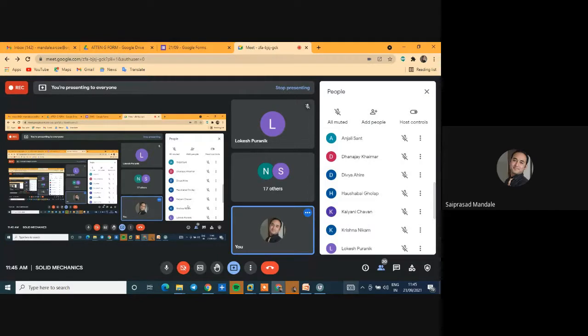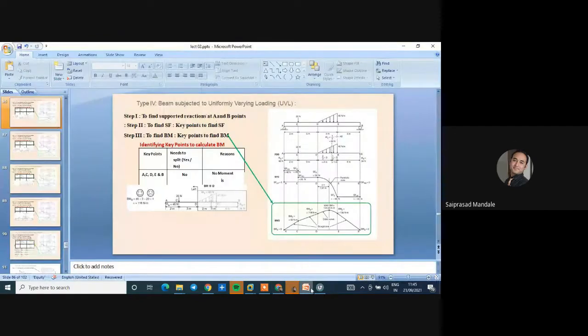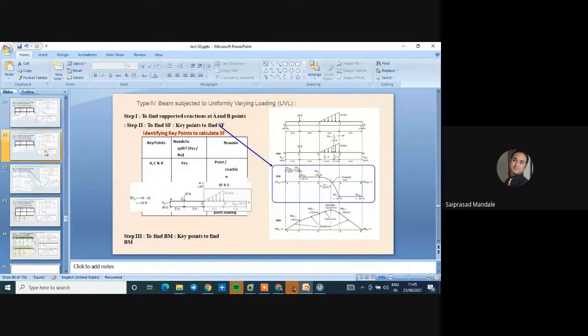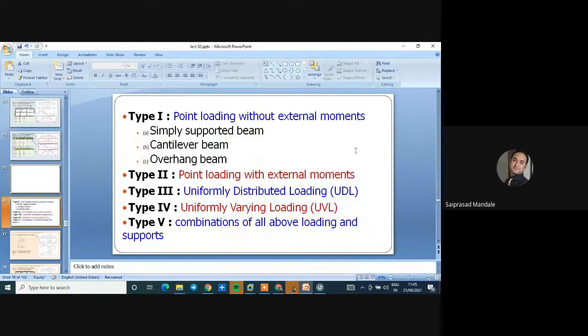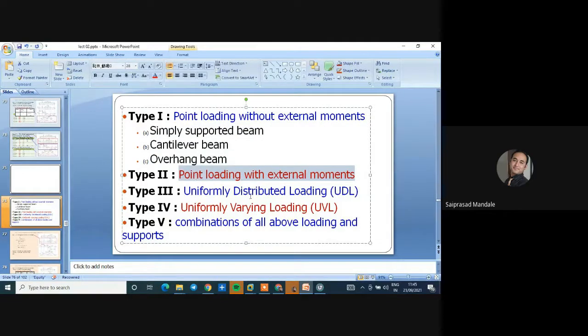No. Okay, let's start. Now today we will start with a different type of numerical. We have done the roller type, then we have done the point load with the external moment, then yesterday we have done the UDL. Now today we'll be looking at the case of uniformly varying load.